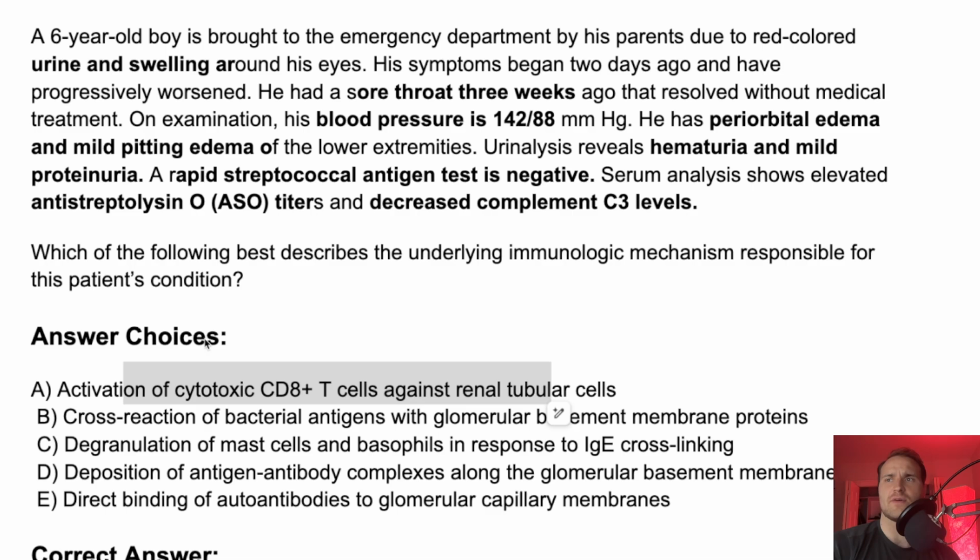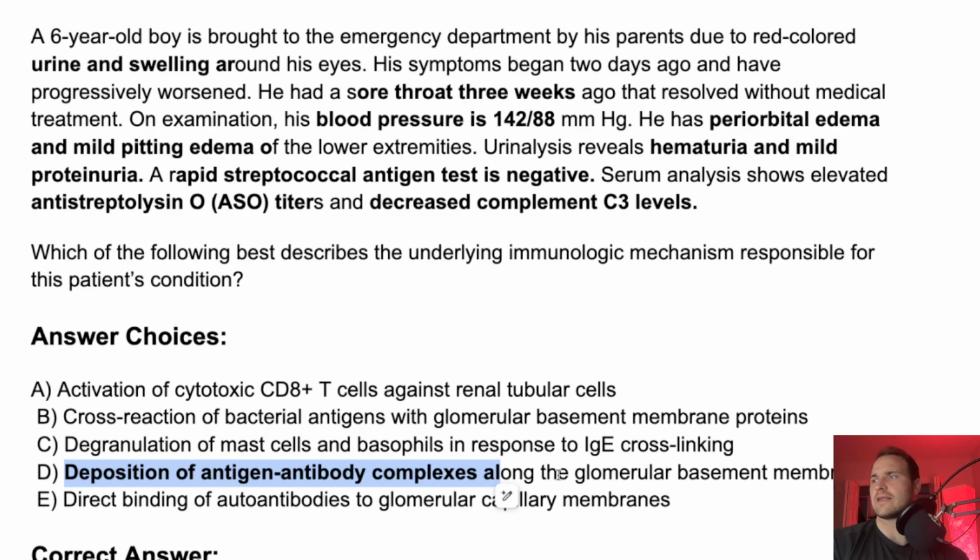So let's talk about the other ones. The correct answer is going to be D, but why are the other ones incorrect? Okay, so A, activation of the cytotoxic CD8 T cells against the renal tubule. This would be a delayed hypersensitivity because it's CD8, and that's mediated by T cells, not immune complexes. And so it doesn't have this rapid onset of nephritic syndrome with low complement.